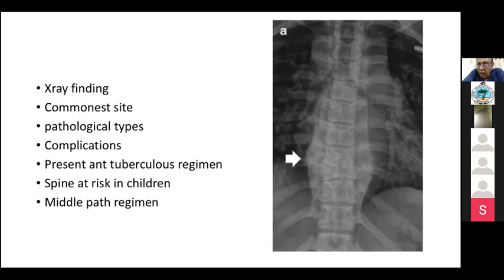So there are 2 methods of treatment: entirely conservative, that is the old sanatorium regime, where these patients are put in body casts and shells and left in the sanatorium for years. And the second was the radical treatment of the Hong Kong regime, where they excised everything and put grafts. At that time came the middle path regime by S.M. Tuli from Varanasi, where he advises a middle path between these two for those with absolute indications.